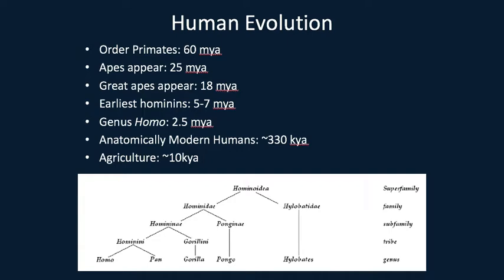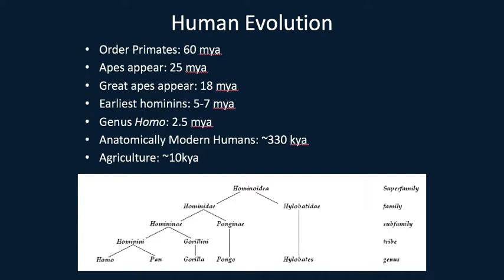Jumping forward to 3.5 million years ago, we have the genus Homo emerge, and then jumping forward again to 330,000 years ago, we have anatomically modern humans emerge. Jumping forward again to about 10,000 years ago is when we see the first agricultural practices occur in the fossil record. We don't have any kind of biological change that's required for a switch to agriculture, but we do see biological change emerge as a result of agriculture.